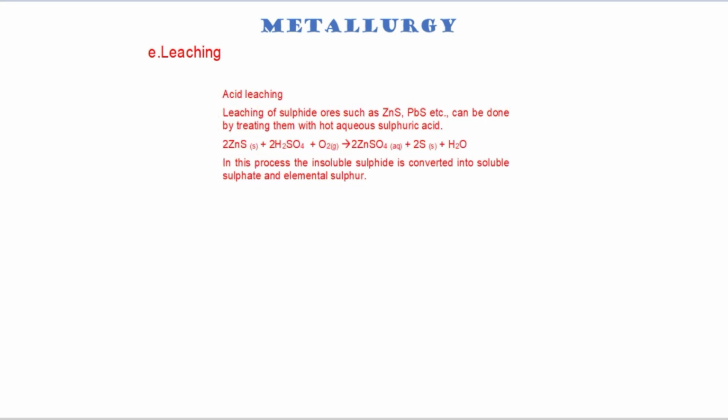Finally, an example for acid leaching. Here the sulfide ore such as zinc sulfide, lead sulfide can be leached with hot aqueous acid solutions. So an example is zinc sulfide on treating with hot dilute sulfuric acid solution forms soluble zinc sulfate solution and insoluble sulfur. From zinc sulfate, using suitable chemical method, zinc can be extracted or separated.